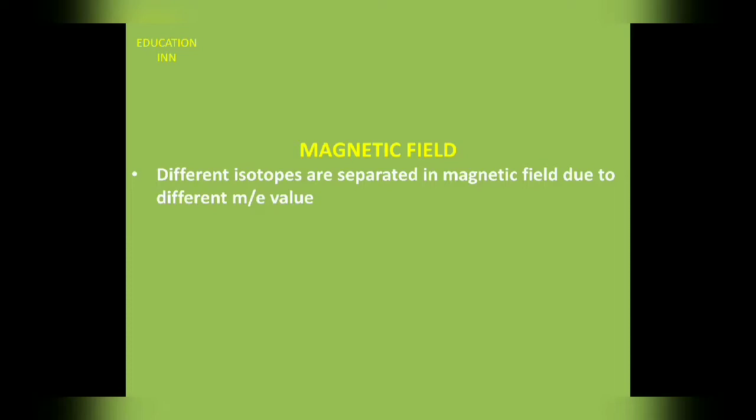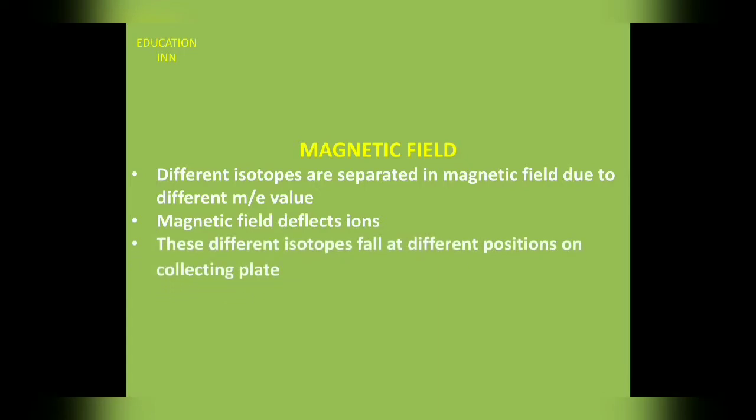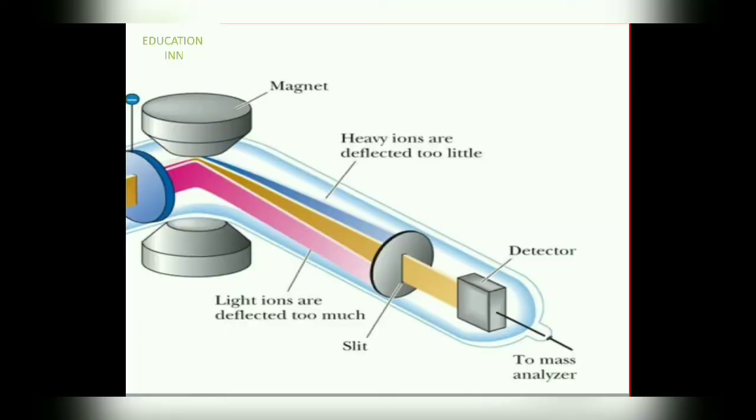Different isotopes are separated in the magnetic field due to different m over e values. Each isotope will have a different m over e value, so these isotopes will be separated due to this m over e value. The magnetic field deflects ions. When the magnetic field deflects different ions, due to their m over e value, they are deflected in different patterns. These different isotopes fall at different positions on the collecting plates.